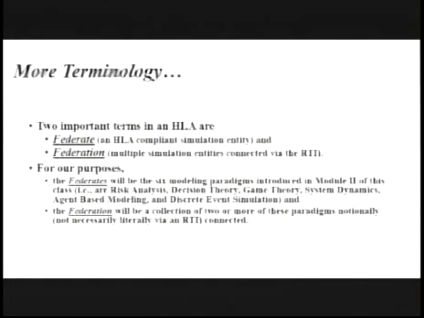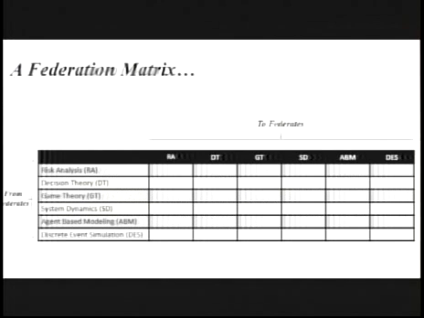The two important terms in the high-level architecture are the federate, that's an HLA-compliant simulation, and a federation, the collection of multiple simulation entities that are running concurrently. As I've shown on that matrix, the federates we have are these 6 modeling paradigms, and the federation is the collection. It could be 2, but it has to be at least 2 or more. So that's what's shown notionally here.